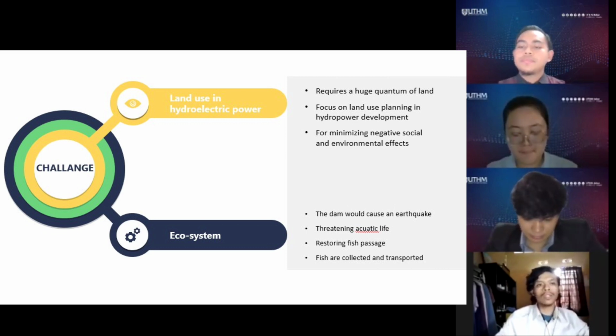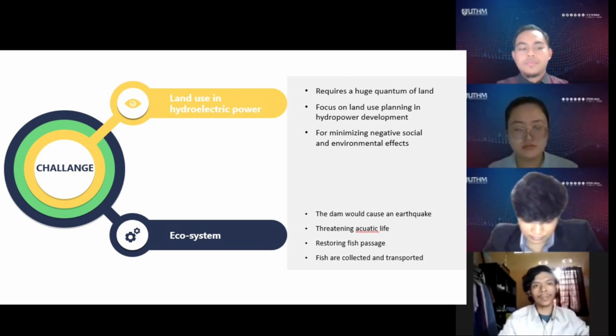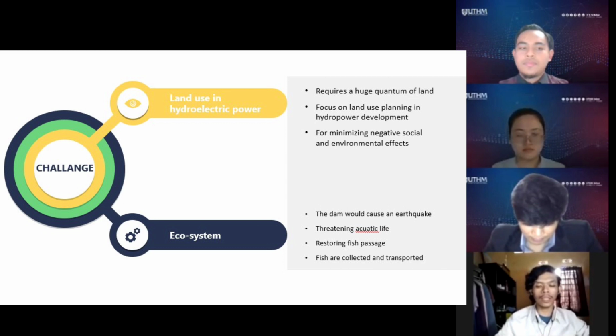Okay, now I will share about the challenges in hydropower electric plants. Based on my research, I found that the main issue is land use in hydropower, and the challenge is that to construct the dam we need a huge quantum of land. So the people who live around the area will be affected. They will face the loss of their house, land, farm, and source of food.